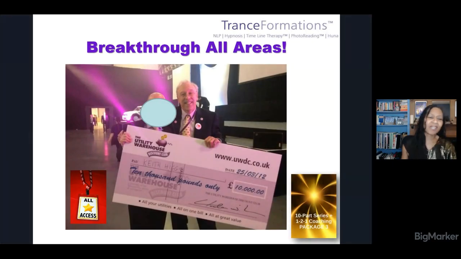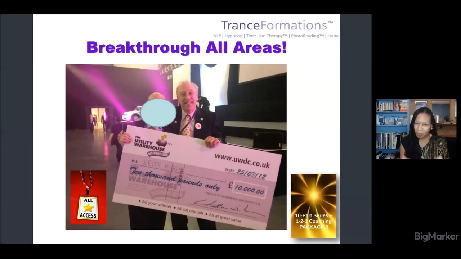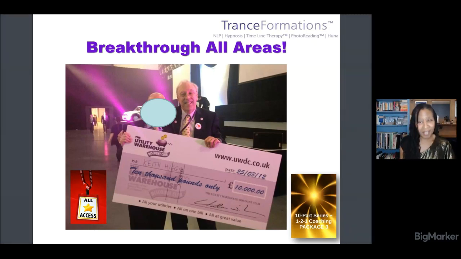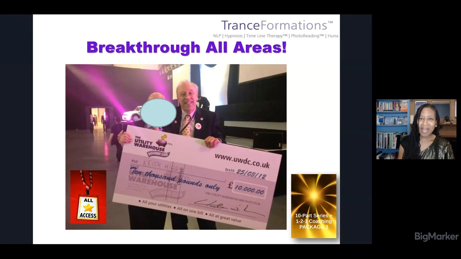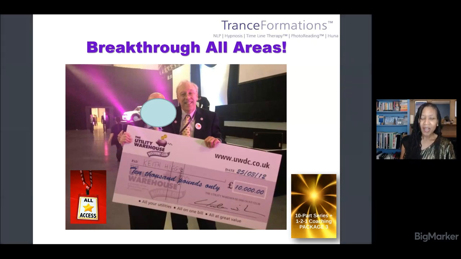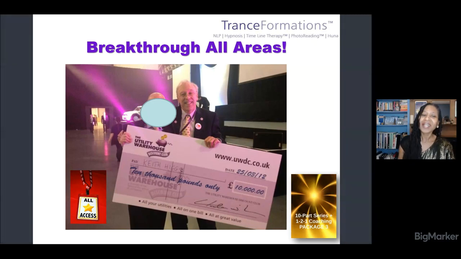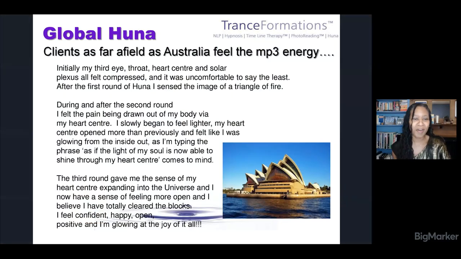Some of you would have heard me talk about Keith, for example, who was very specific, wanted and needed £10,000. I will talk about it more in the program, but that's him with the £10,000 check that he won. So in terms of the manifesting and the creating, when you get rid of some of these blocks and barriers, incredible, amazing things can happen. That's really what we're going for with this program.